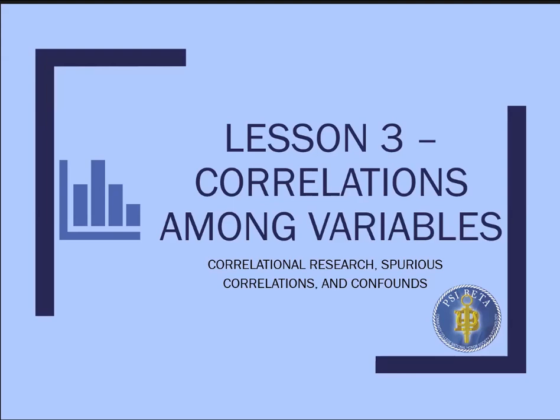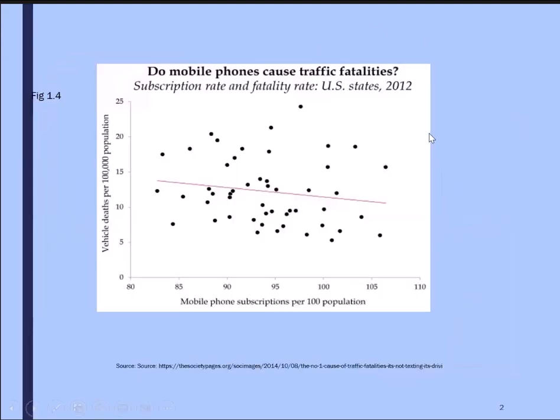Today's lesson is going to be on correlations among variables, and more specifically, we're going to be looking at correlational research, spurious correlations, and confounds. So let's take a closer look at correlational research.